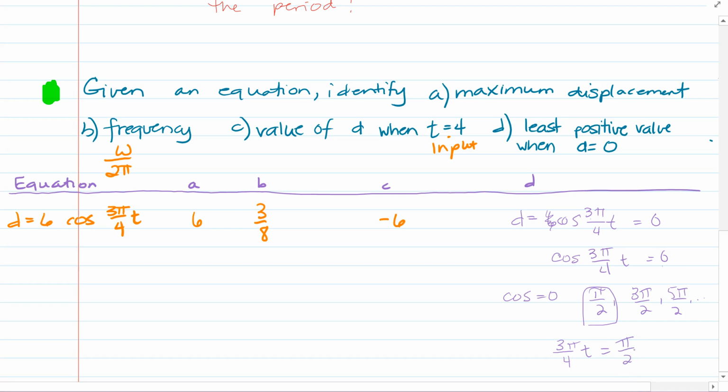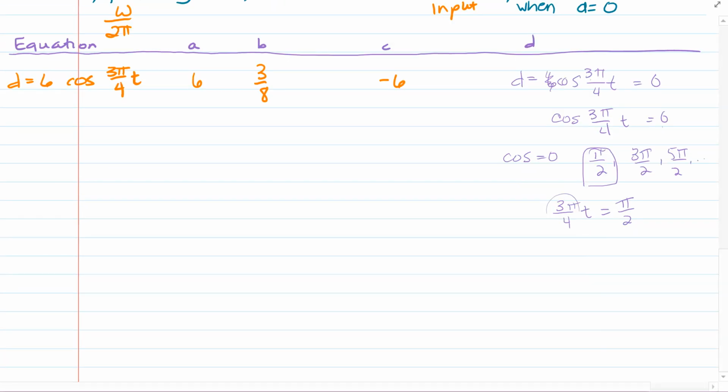That's the smallest one. So now I'm just going to multiply both sides by the reciprocal right here. So t, new color, t is equal to pi over 2 times the reciprocal, 4 over 3 pi. The pi is going to cancel, and the 2 is going to cancel, so t is equal to 2/3. That's the smallest one. So I just kind of negate those. I just remember the smallest one.